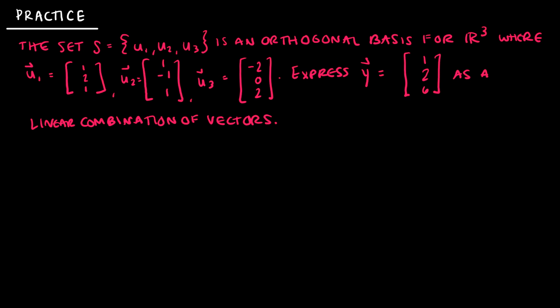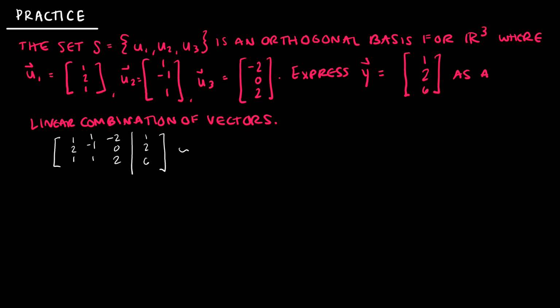Let's take a look at a practice using that, because it will not make sense really until we actually do one. So here we have a question that says the set S is an orthogonal basis for R3, where they've given me the three vectors u1, u2, u3. They want me to express y as a linear combination of vectors. Now I want to point out that up to this point, if we weren't dealing with an orthogonal basis, and I just gave you a similar question, the way that we would go about solving this is you would say this is 1, 2, 1, 1, -1, 1, -2, 0, 2, and augment that with 1, 2, 6.